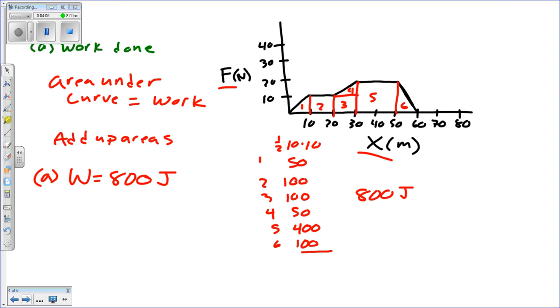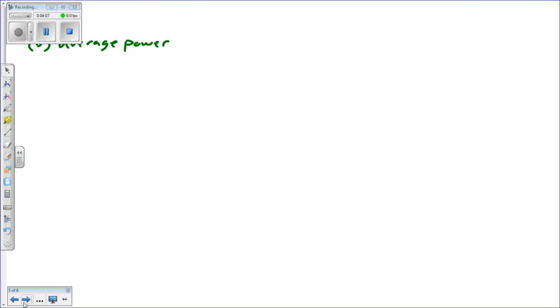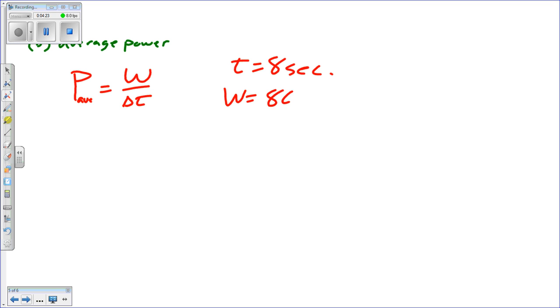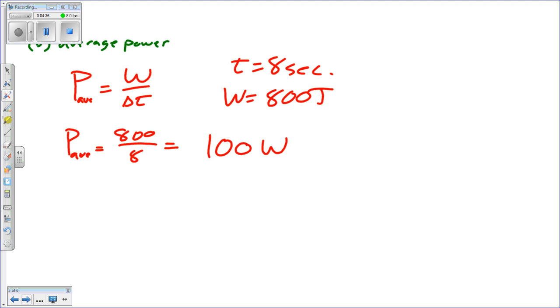And hopefully you didn't need a calculator for that. Now the average power. As you know, average power is equal to the work done over the change in time. Well, it's already given that the time is 8 seconds. We just determined that the work done is 800 joules. And surprise, the numbers are nice, aren't they? Average power is equal to 800 over 8, and that would be 100 watts of power. Again, this is fairly straightforward, but it's good to remember this stuff.